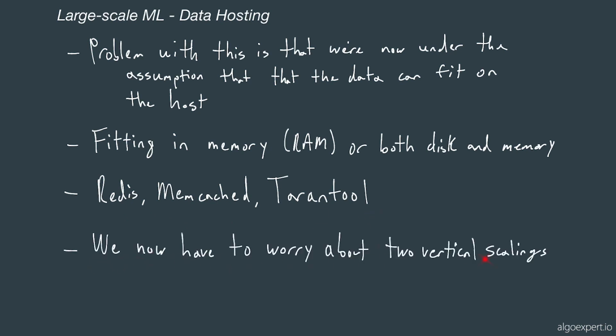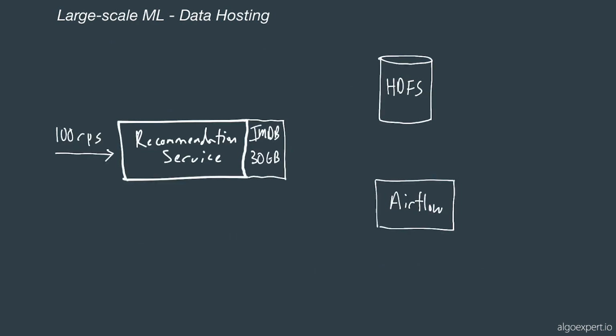However, now we have to worry about two ways in which we must vertically scale. So let's say that we have a setup that looks like this. We still have our Airflow hook, we still have HDFS updated every 24 hours, and the recommendation service will bulk load all of the data from HDFS every 24 hours. So now we have some in-memory database, which we talked about earlier, that would be Redis, Memcached, or Tarantool. And this in-memory database, let's say, would store 30 gigabytes of user features. Now, this isn't so unreasonable to have 30 gigs of RAM or memory, and if we wanted to also spill over some of the storage into disk, it's certainly not unreasonable to assume that this configuration could work.